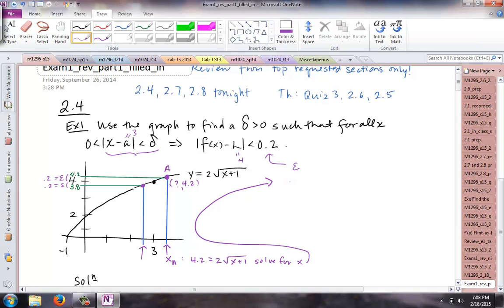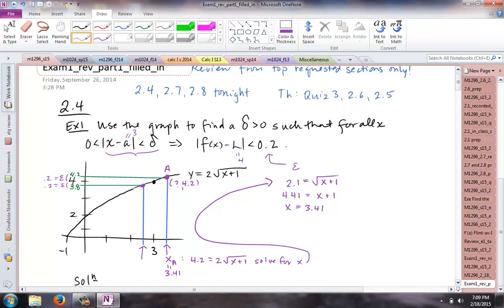So let's divide by 2 and we get 2.1, and then what should we do to both sides? Square? Okay, so we're going to take 2.1 squared and we get 4.41, and then finally to finish this, what do we do? Subtract 1. So x is equal to 3.41. Alright, so this x is 3.41. And so we'll figure out the distance, it's really easy, it's just 0.41.